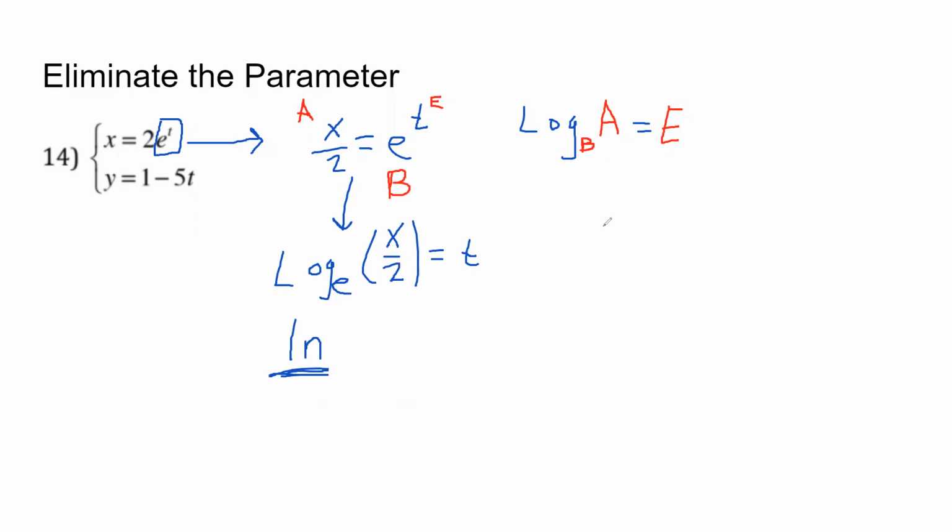It's just mathematicians liking shortcuts. So instead of writing log base e, because it's used so much, they use ln to abbreviate that, because e is commonly used as a base. So is 10. So that's why when you just see log without a base, it's assumed to be 10. All right, so now we just solve for t. We went from this equation, we solved for t, and we got t is equal to the natural log of x over 2.